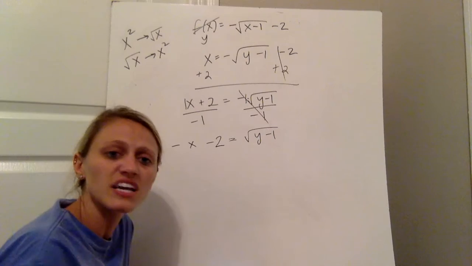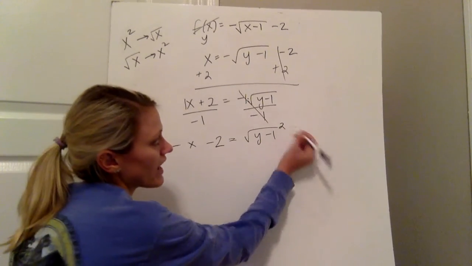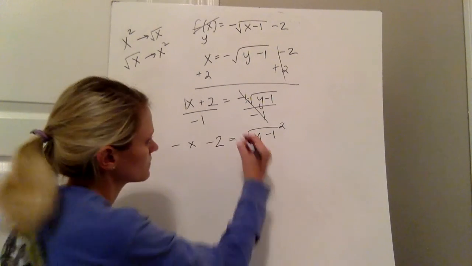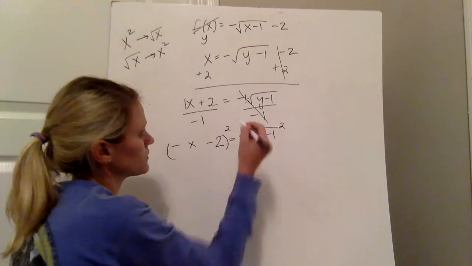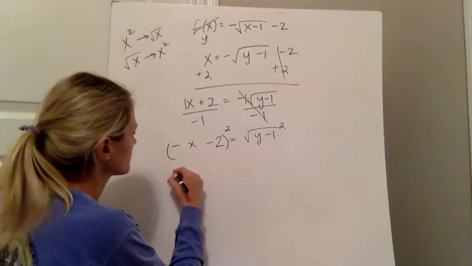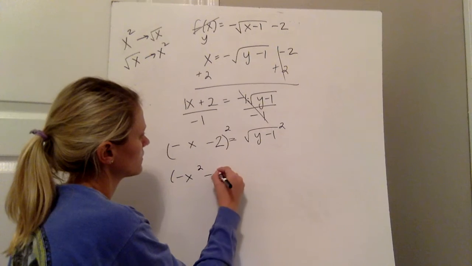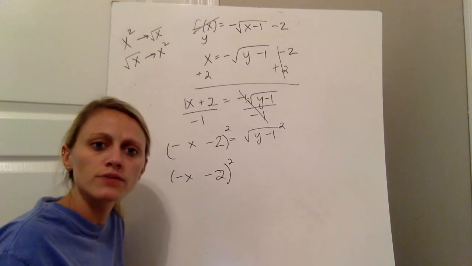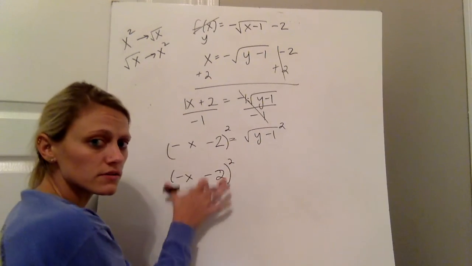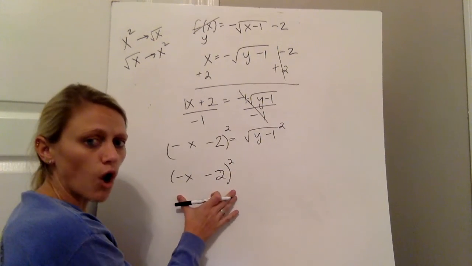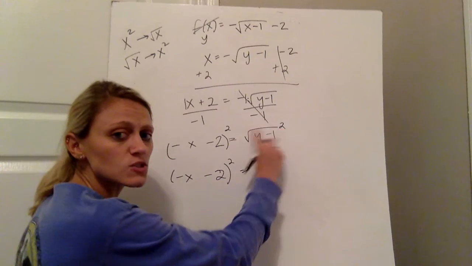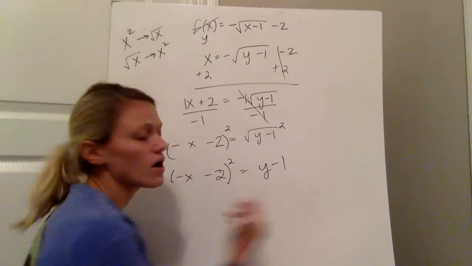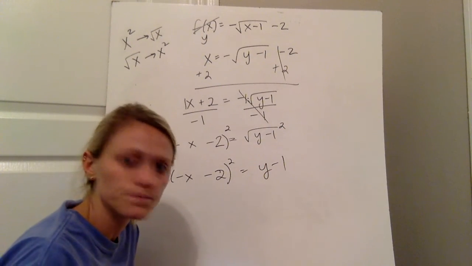Just like in the first example, to get rid of that square root, you've got to square that, which means we have to square this. So negative x minus 2, all of that squared. I had to square the whole thing. So negative x minus 2, all of that squared is equal to, I squared the square root, so now I'm just left with y minus 1.